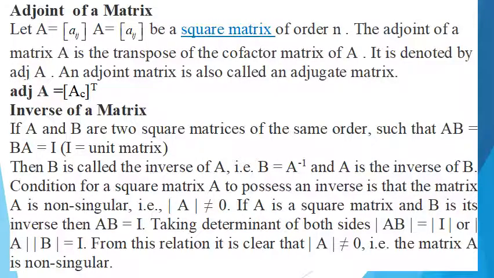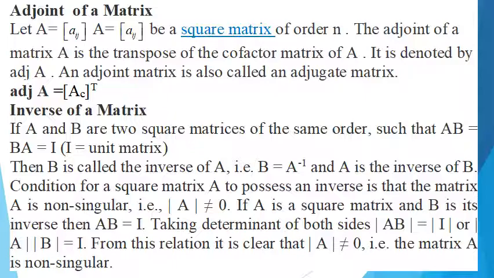The adjoint of a matrix: let A be a square matrix of order n. The adjoint of a matrix A is the transpose of the cofactor matrix of A. See here, the transpose of the cofactor matrix of A. So we have to find out the cofactors, then we have to transpose it. It is denoted by adjoint of A. An adjoint matrix is also called an adjugate matrix, where we represent it as adj A is equal to C transpose, that is, C to the power T.